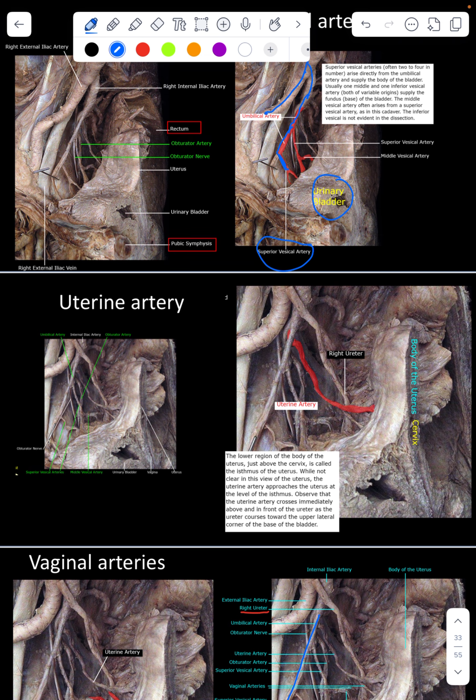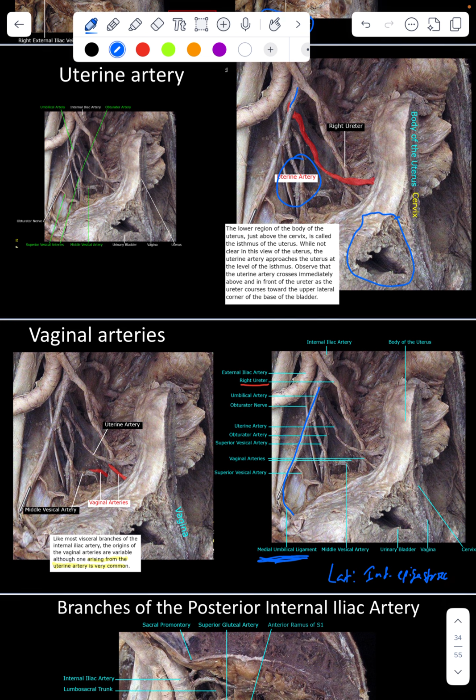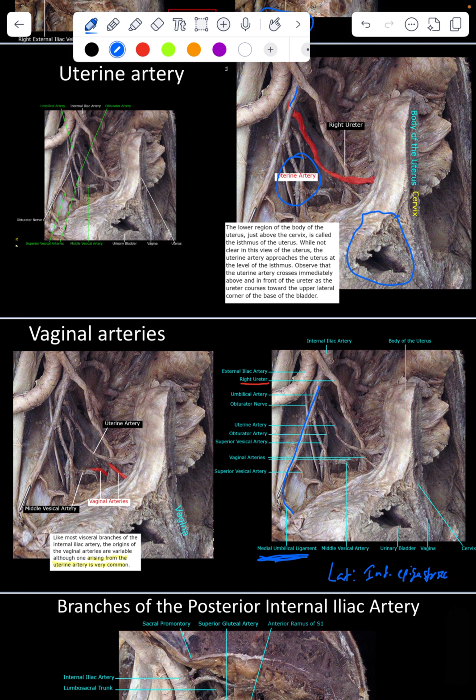Next, coming off the anterior, hitting the uterus, uterine artery. Now, we said the uterine artery will go to the ureter, but here you see a branch coming off of the uterine artery. It's going to go deeper all the way down to the vagina. So that's your vaginal artery.